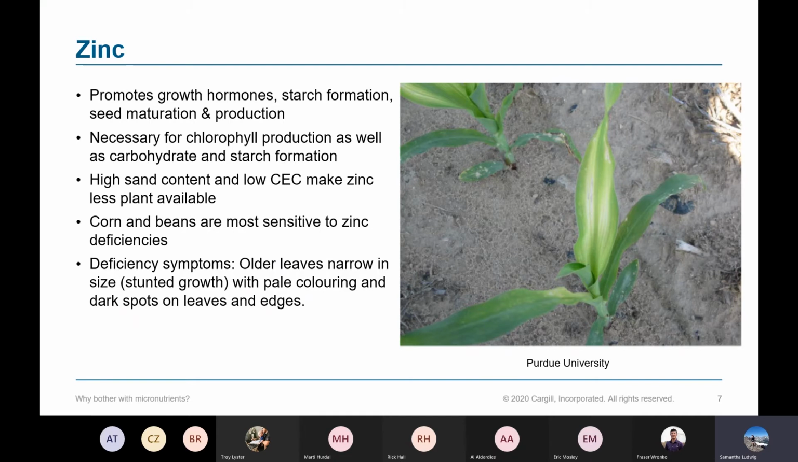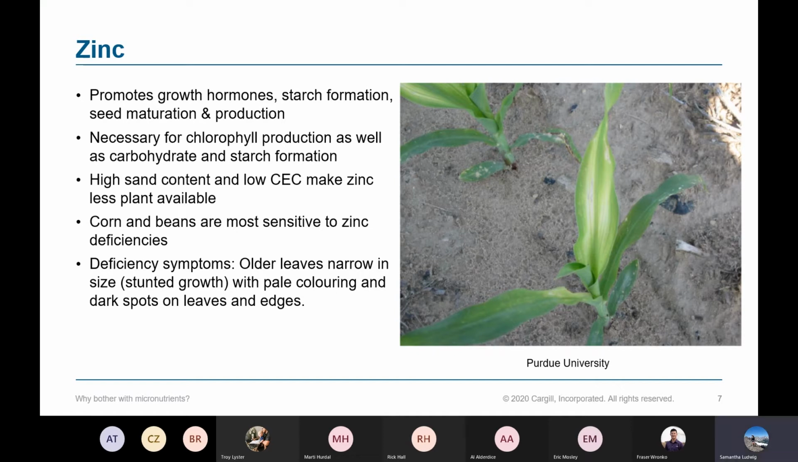So zinc is the next micronutrient I'll mention. It promotes growth hormones, starch formation, seed maturation, and production of those seeds. It is necessary for chlorophyll production, as well as carbohydrate and starch formation within the seeds. So it's very important towards the later end of a plant's cycle as it's setting seed.